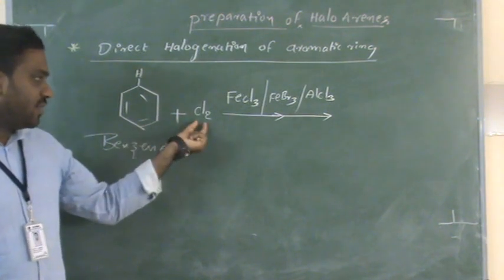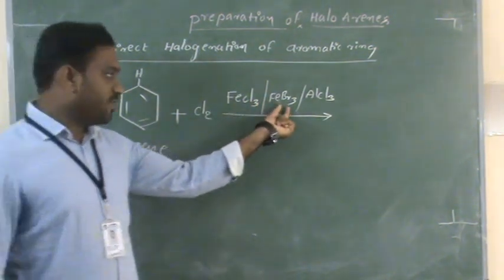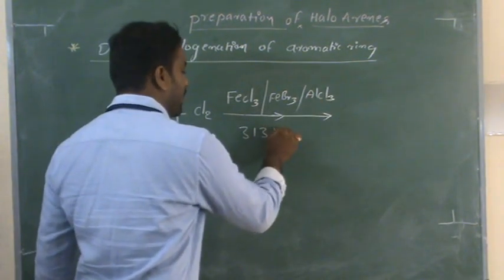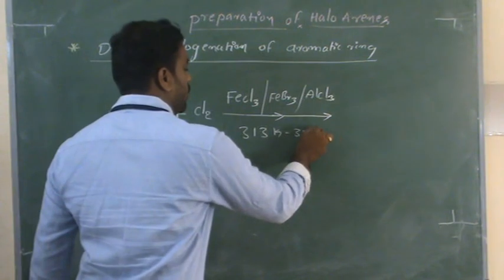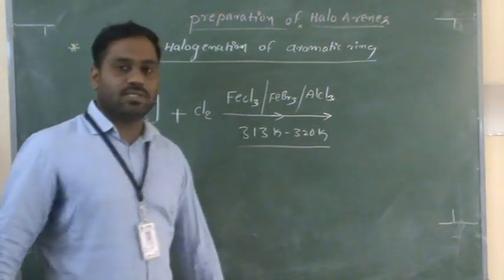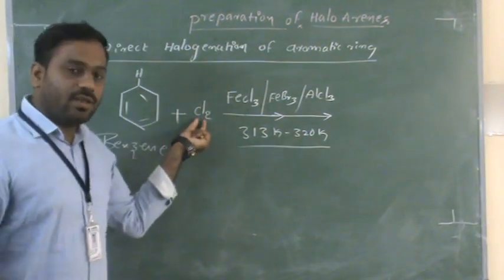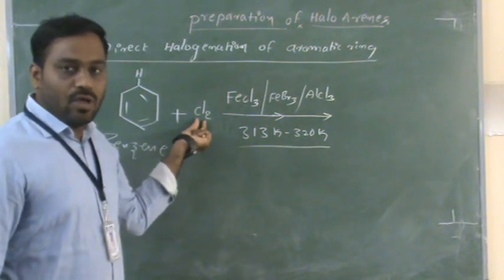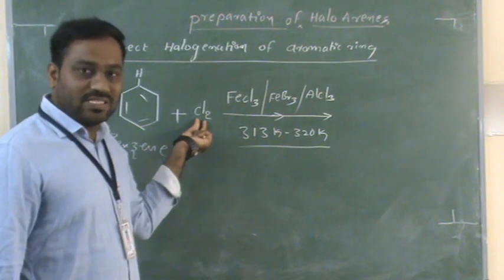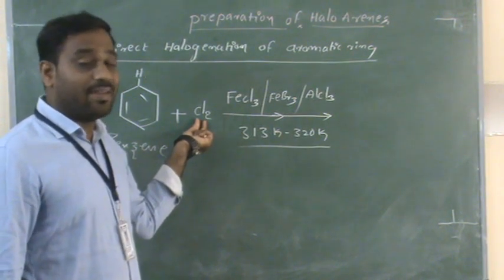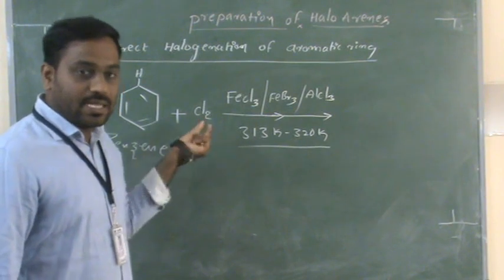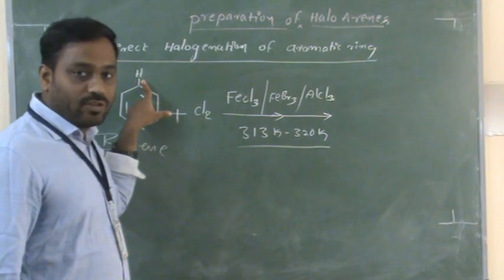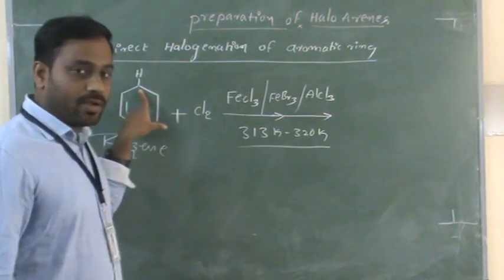The aromatic ring can react with chlorine in the presence of FeCl3, FeBr3 or AlCl3 at around 313 Kelvin to 320 Kelvin temperature. Around this temperature a halogen electrophile is generated. Suppose here I am taking Cl2, a Cl plus electrophile is generated. That Cl plus electrophile goes and replaces this hydrogen and attacks the aromatic ring directly.